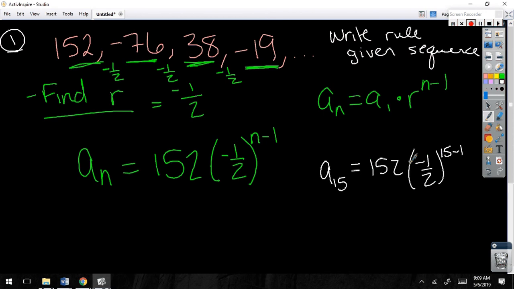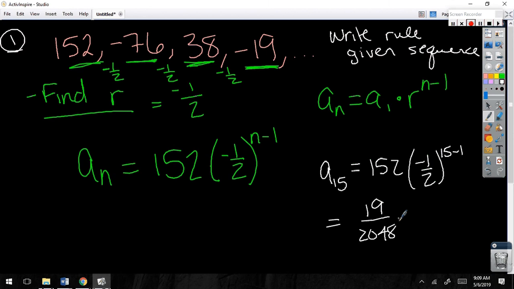All right, so negative 1/2 to the 14th. Oh, yeah, and then you got to times it by 152. Oh. 19 over 2048. Well, you gotta look.